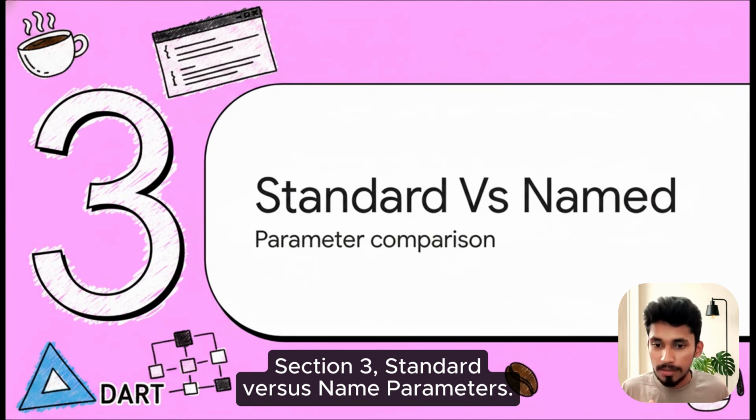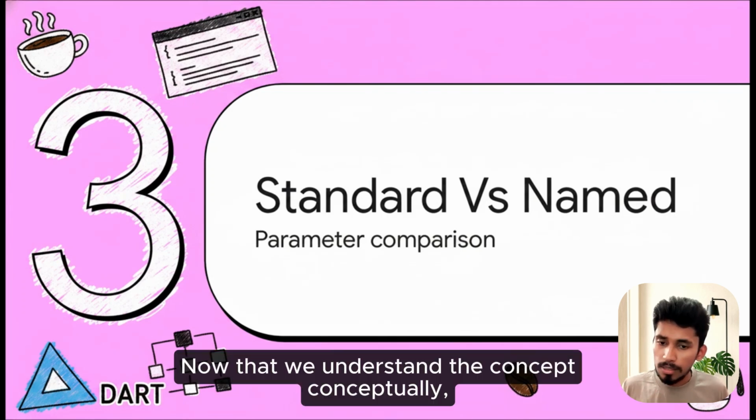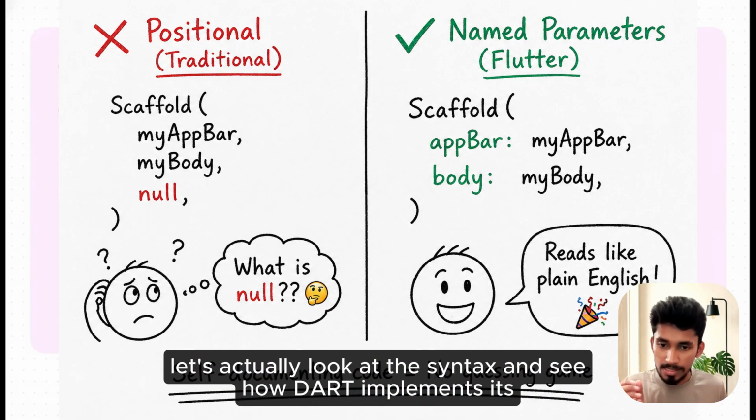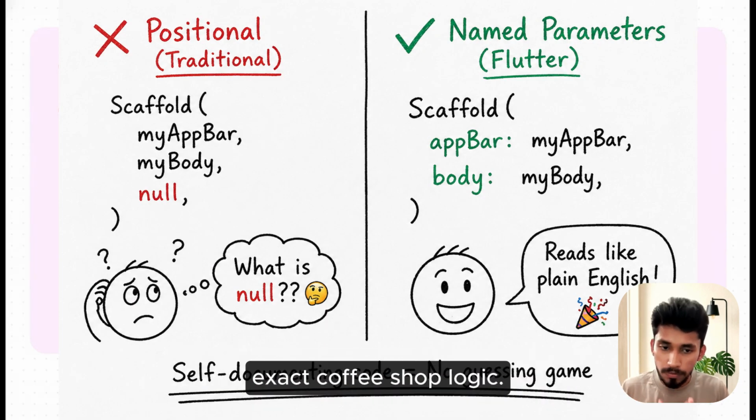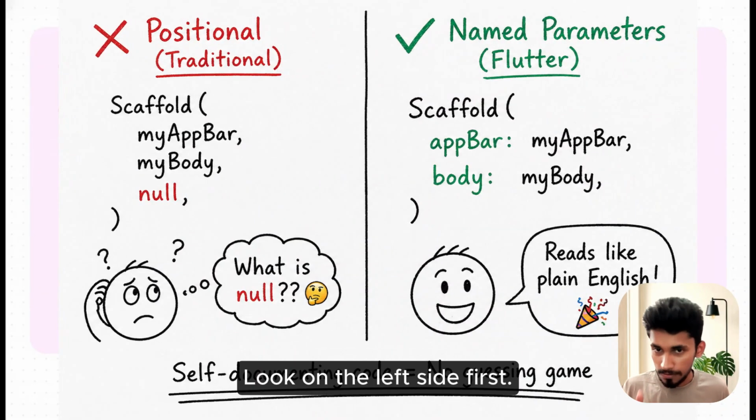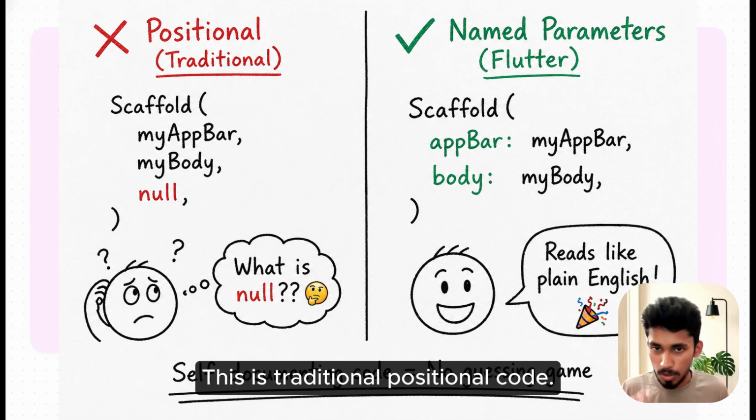Section 3. Standard versus named parameters. Now that we understand the concept, let's actually look at the syntax and see how Dart implements its exact coffee shop logic. This brilliantly illustrates the difference. Look over the left side first. This is traditional positional code.